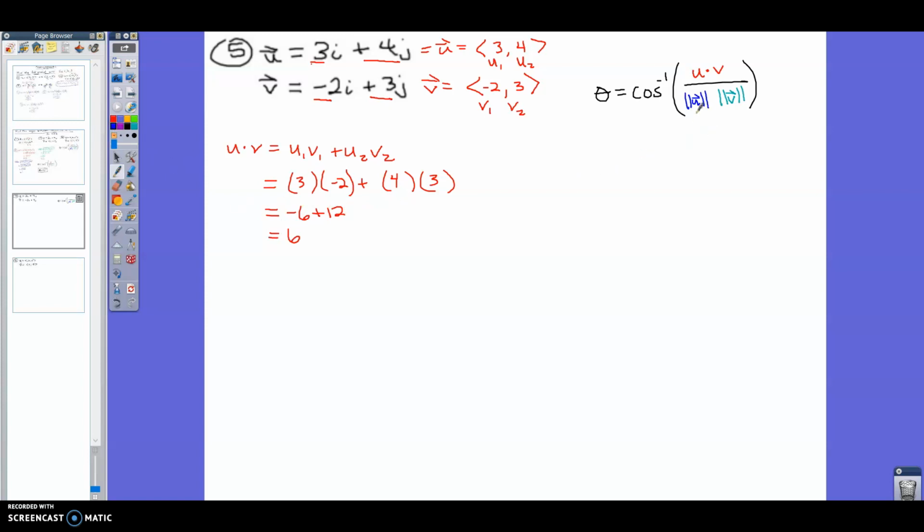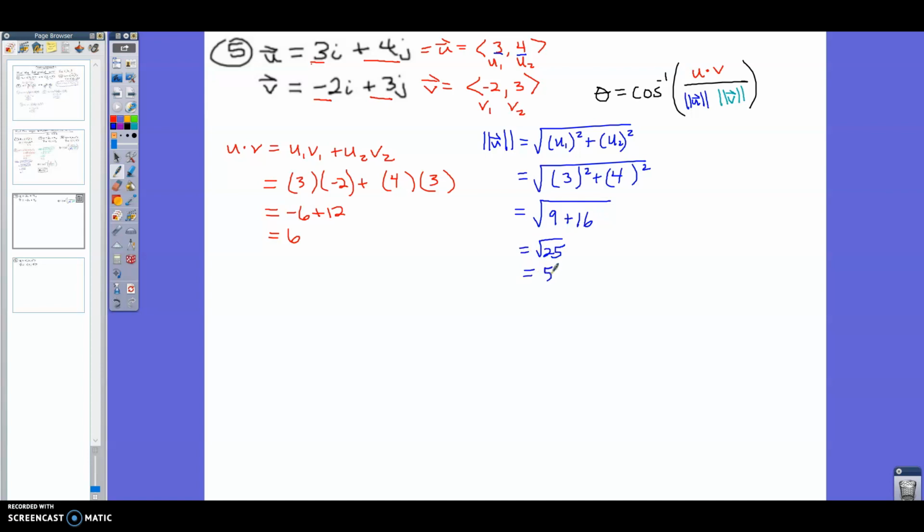Now we're going to have to find the magnitude of vector u. So again, that is the x component squared plus the y component squared, and then we take the square root of all of that. So our x component of vector u is 3, and the y component is 4. So 3 squared is 9, 4 squared is 16. So we get the square root of 25, which simplifies to 5.